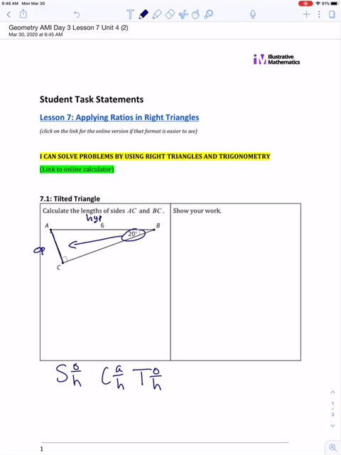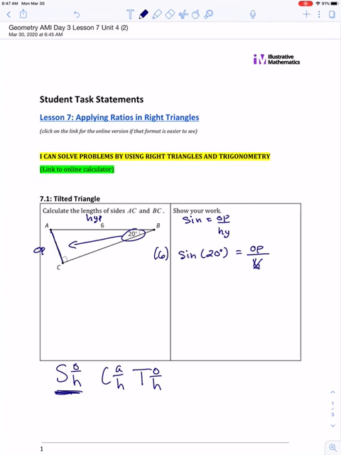So opposite over hypotenuse is going to be sine. So we have sine, opposite over hypotenuse. So now let's fill in my numbers. Sine of 20 degrees, my opposite side is my x. I'll just put OP for opposite. And then my hypotenuse is 6. So we want to multiply both sides by 6.